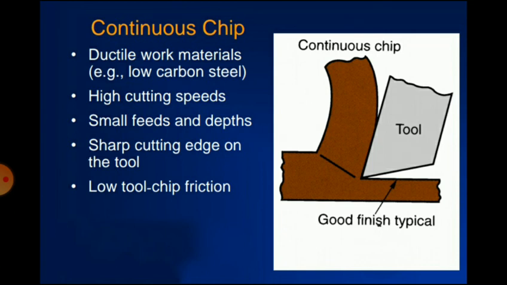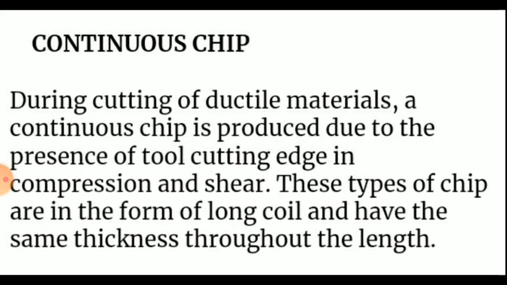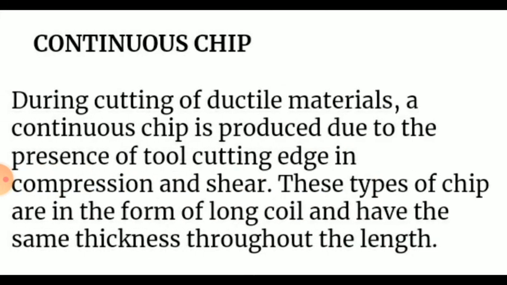Second type, that is continuous chips. So you can see in the diagram there is a work, there is a tool, and there is a form of the chip. These chips that are continuous are called continuous chips. This type of chip is usually produced when cutting ductile materials. Due to large plastic deformation possible with ductile materials, longer continuous chips are produced.